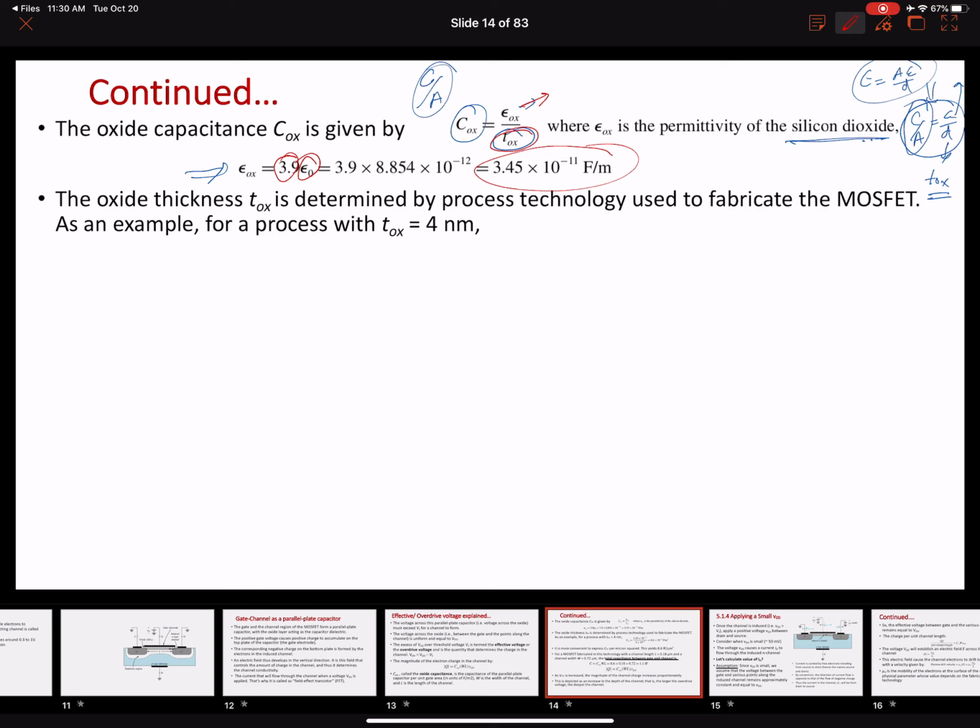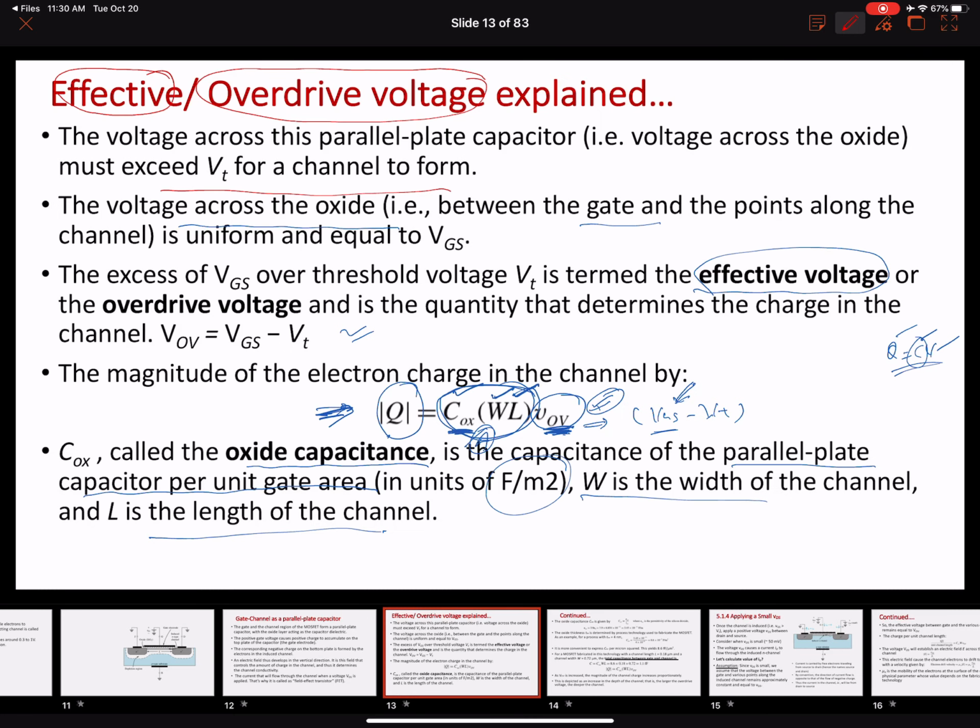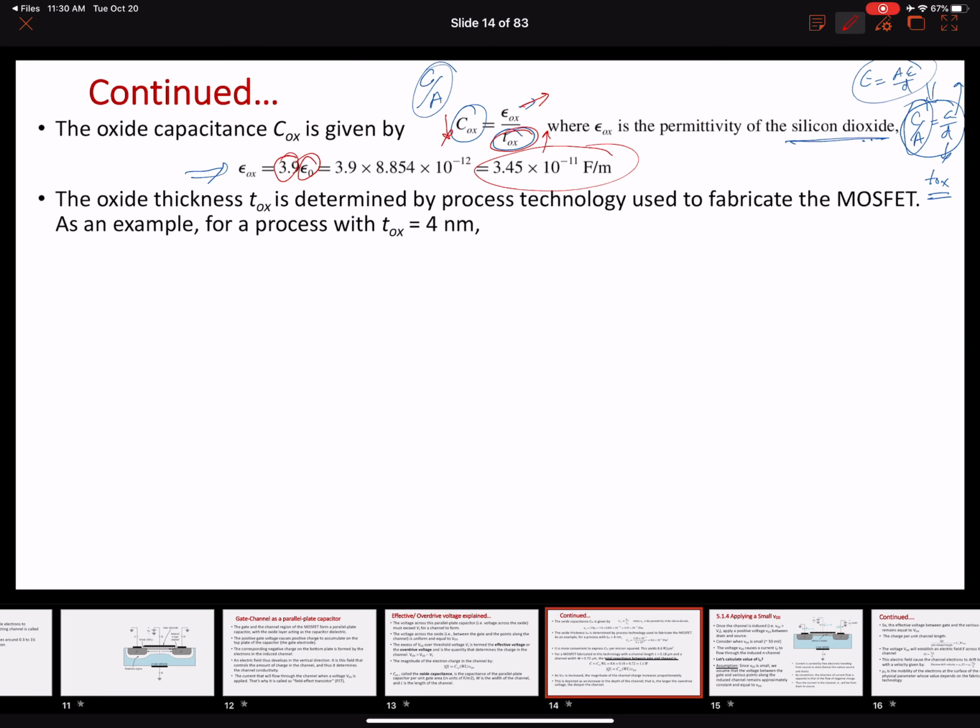But over here we can see that if we increase the oxide thickness, the capacitance will decrease. And going back to the previous slide, if the capacitance decreases, the charge accumulation will decrease, right? So the conductivity will change or decrease. So that is why selecting all of these parameters is critically important while designing these transistors. Okay.